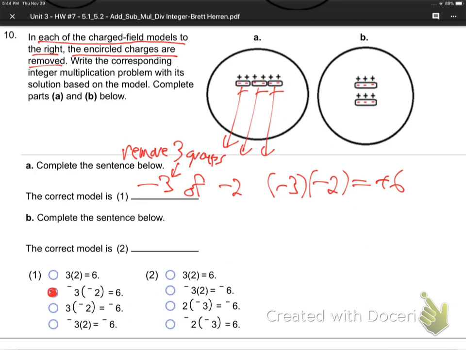And then what about the second one? The second one, we're removing what? Removing 2 groups of negative 3, and that's positive 6. There it is right there. Makes sense?